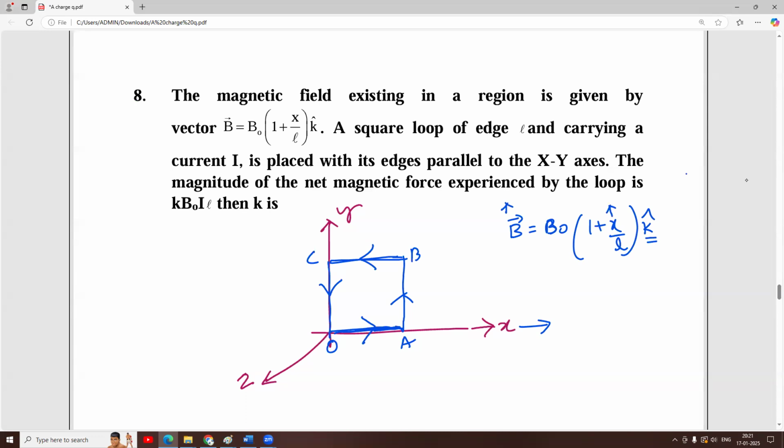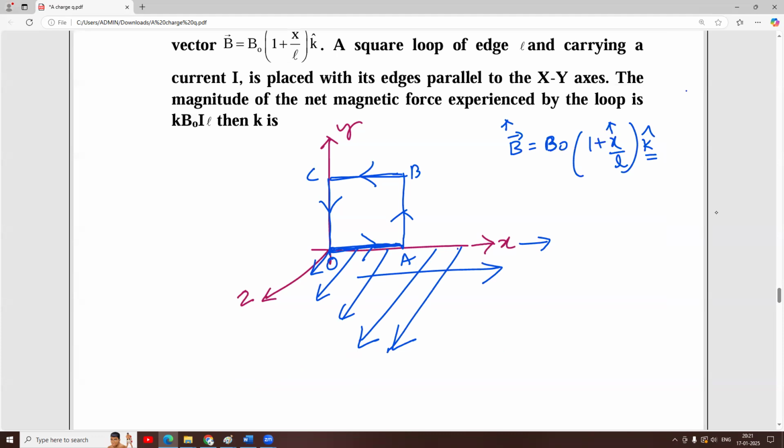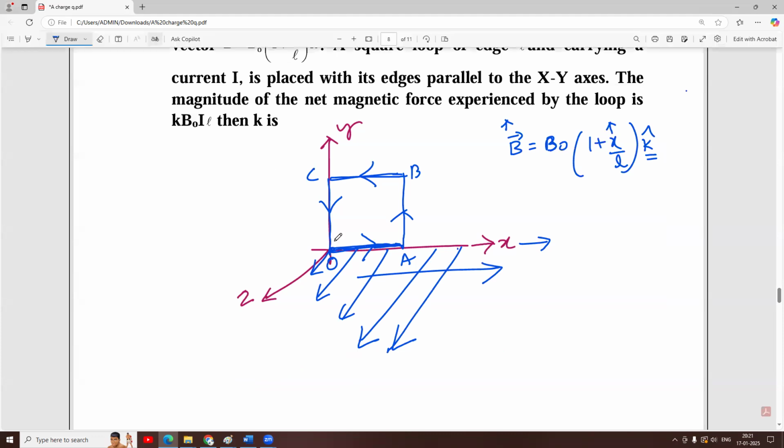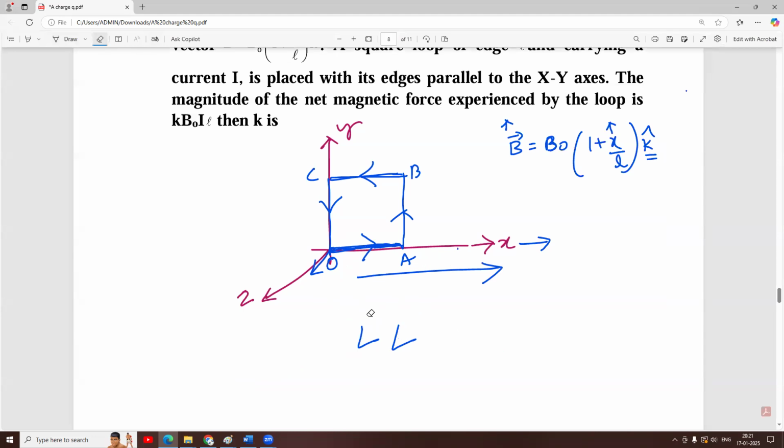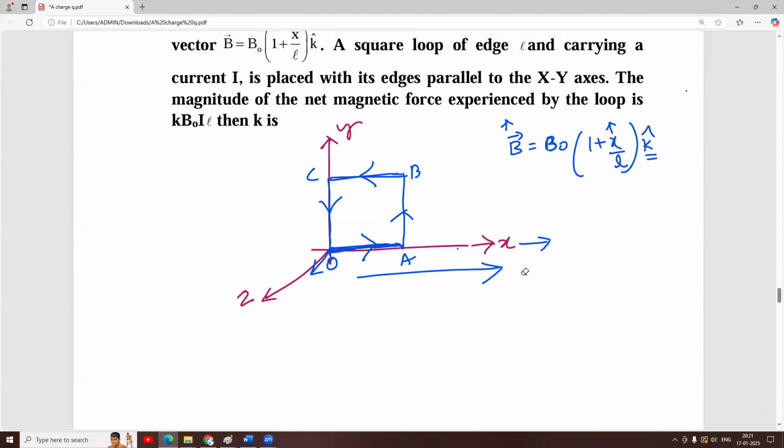What do you mean by that? When you are at the origin, if you put x equals 0, then B is equal to B naught. At the origin, the magnetic field is directed like this and it is weak. As you move forward along the x-axis, the magnetic field is directed along the z-axis, but its value will be stronger, much stronger, much more stronger. So the direction of the magnetic field is along z, but its value will keep on increasing as you move along the x-axis. This is the type of magnetic field.